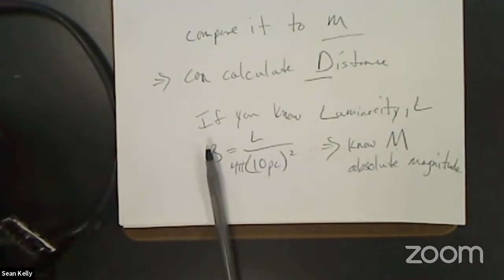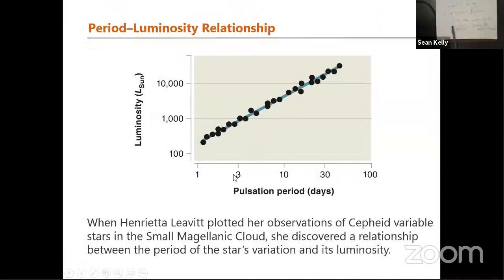Okay. All right, so you need to know the basic idea, longer pulsation period, greater luminosity. Greater luminosity, what would happen to the magnitude number? The lower the magnitude number will be. The absolute magnitude number would be lower, right? For more luminous, lower absolute magnitude number.